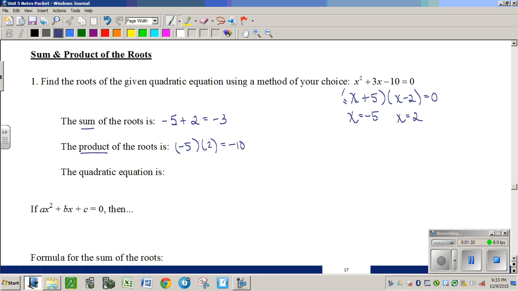Now, the quadratic equation is ax squared plus bx plus c. So if it is in standard form of ax squared plus bx plus c, then we have two little formulas that will help us find the sum and the product of the roots, rather than actually solving it via factoring, completing the square or the quadratic formula.